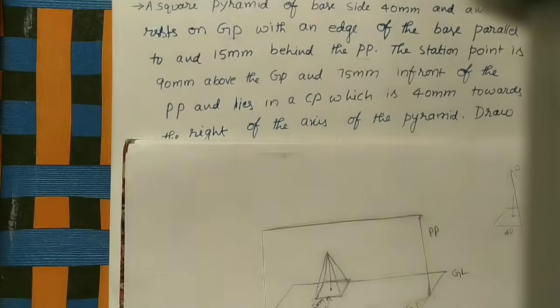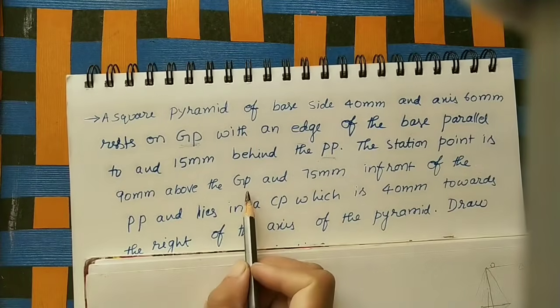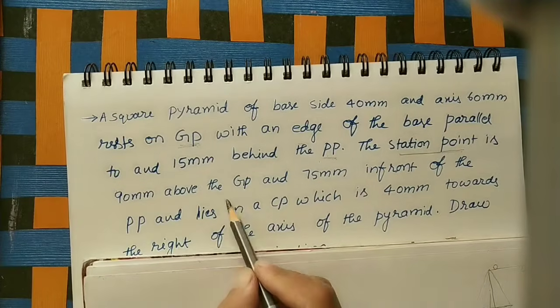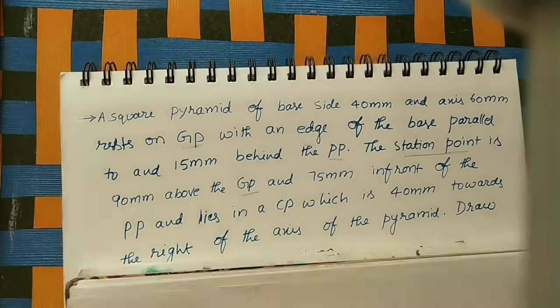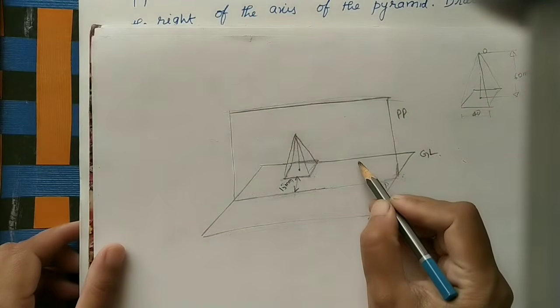Okay, got it. Next, the station point is 90 mm above the GP. Station point means the observer's eye, here 9 cm above the ground plane. So the observer is standing on the ground plane. This is the ground plane. So I am taking one observer here.